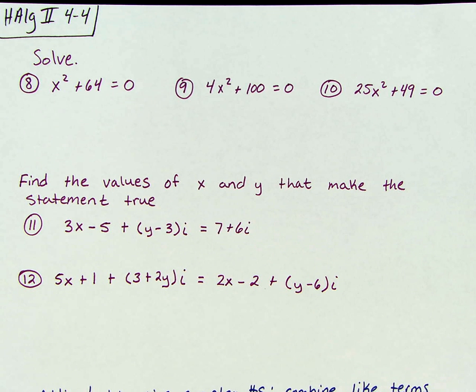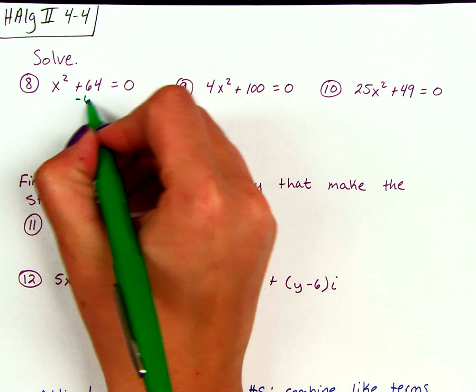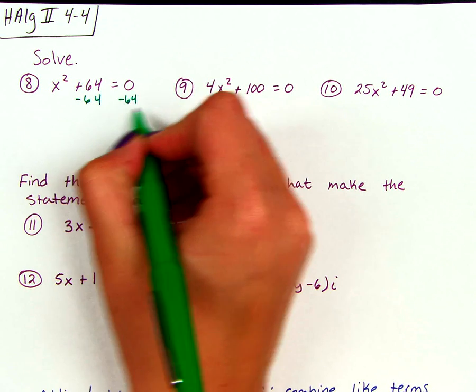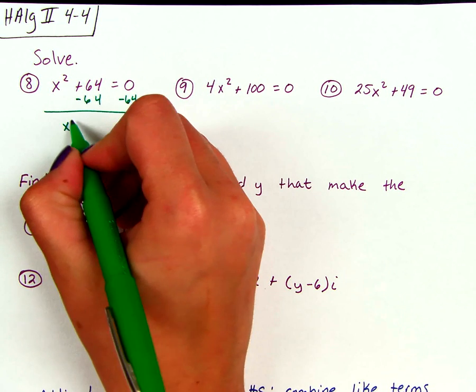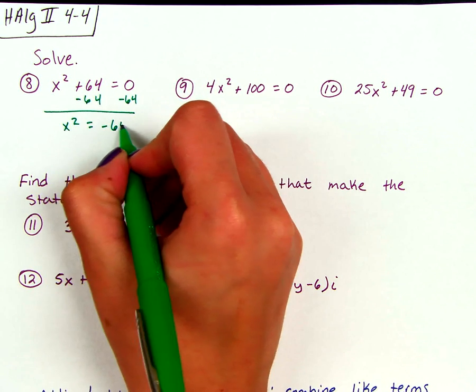All right, in the next part, we are going to work on solving quadratic equations when we have two terms. So when we have two terms and the x term is missing, the way we would solve is by keeping the squared term on one side and moving everything else to the other side. So essentially, we're getting the x squared term alone. So for this first one, I'm just going to subtract this 64 over. So we would have x squared equals negative 64.